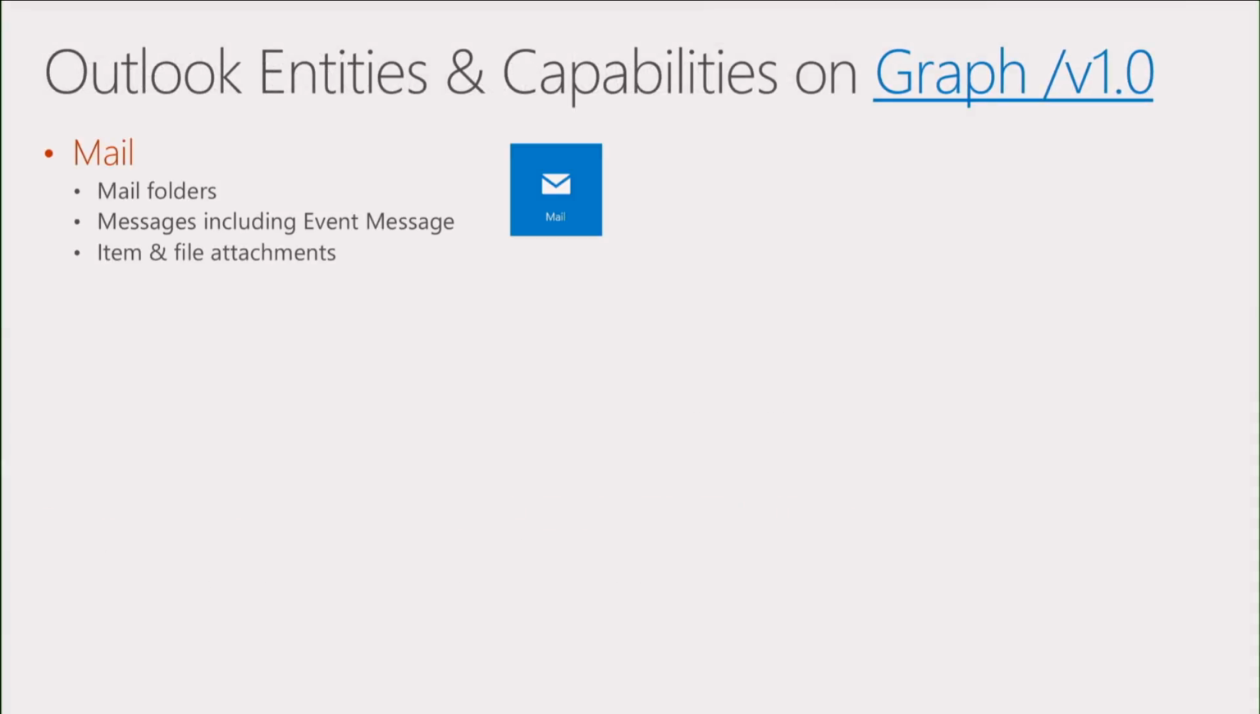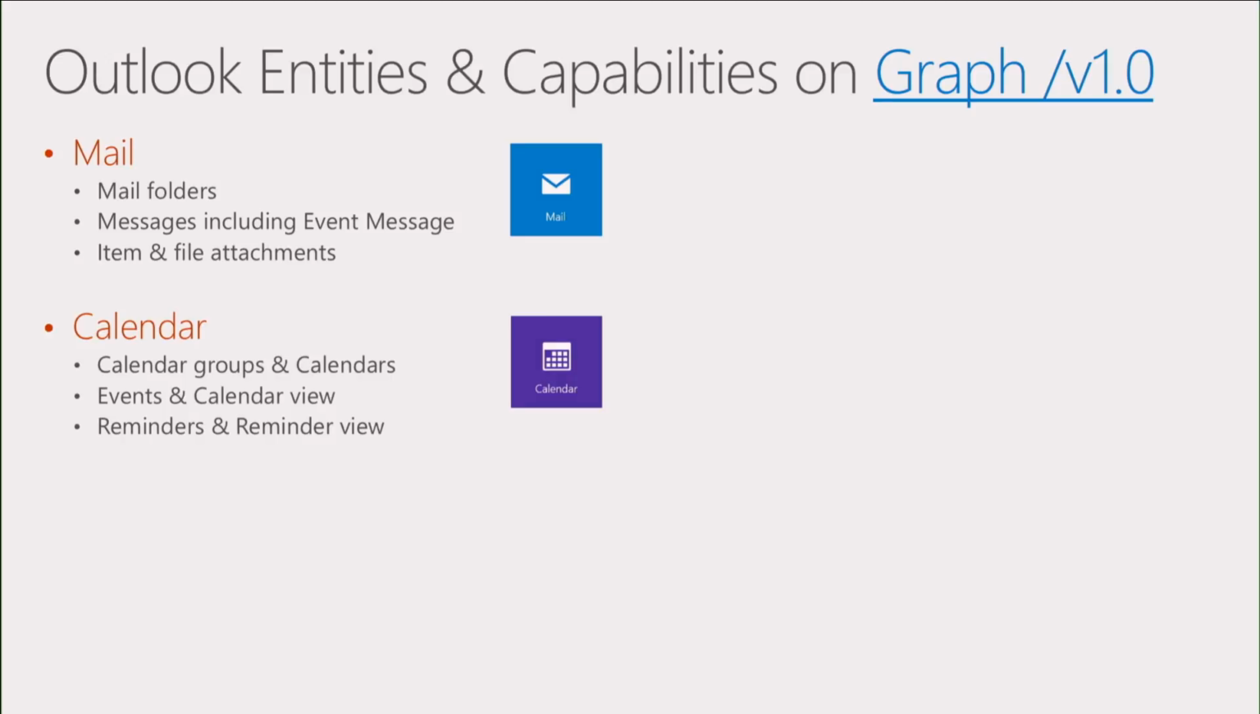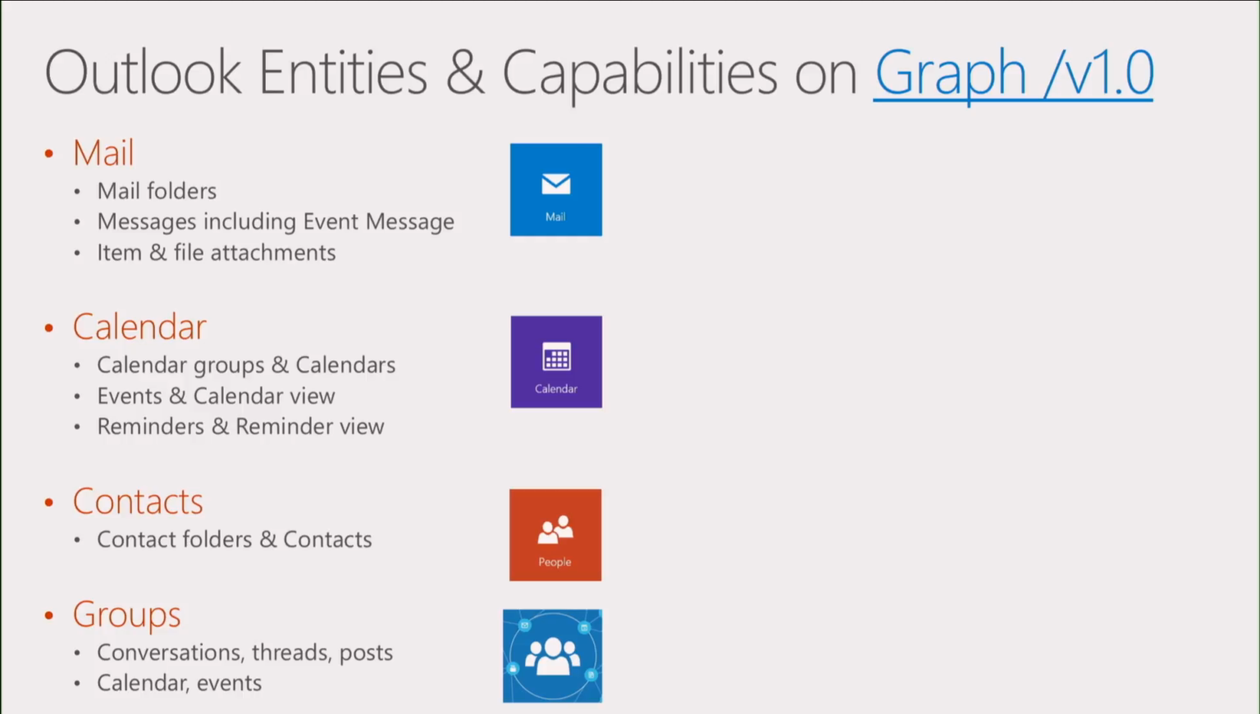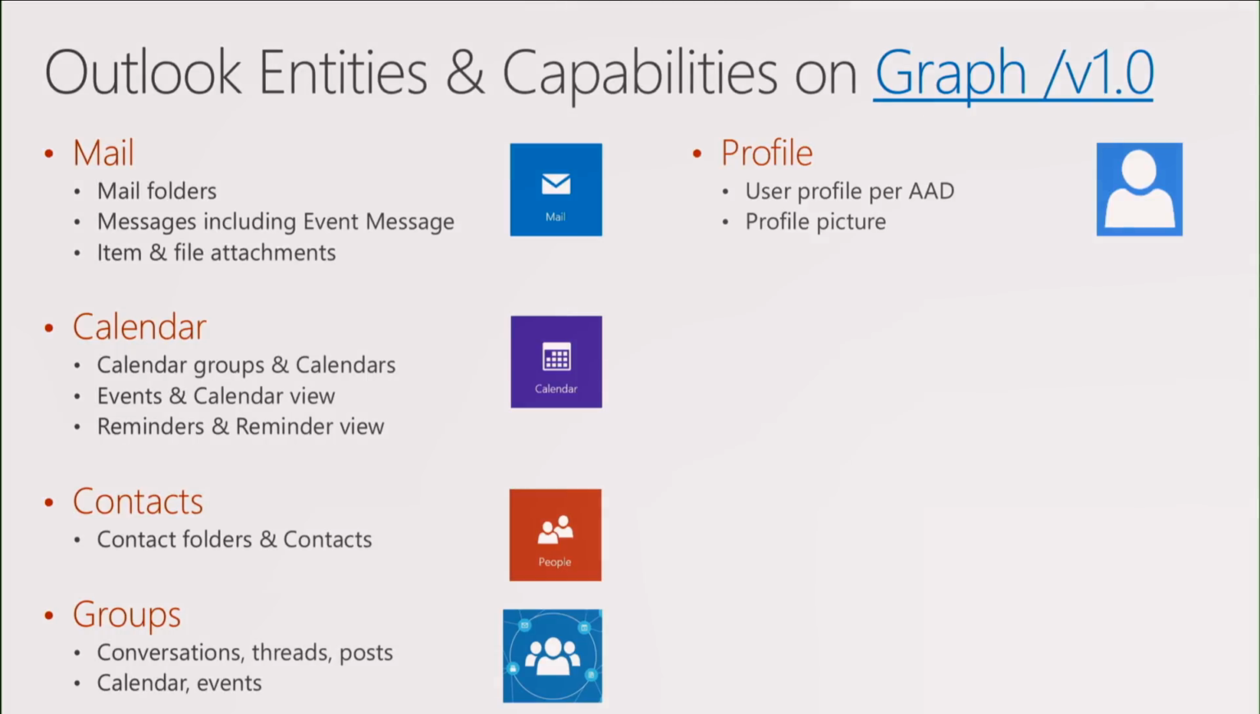The entities which are supported: exactly what data can you get? Mail, calendar, and contacts, groups. Mail is folders, messages; calendar has calendar groups, events, reminders. Groups, I've only shown the Outlook-specific stuff, but for groups especially you have to go through Graph, because then you can get the group files, the group tasks, and a ton of other information. Profile, whatever profile you have in the AAD.